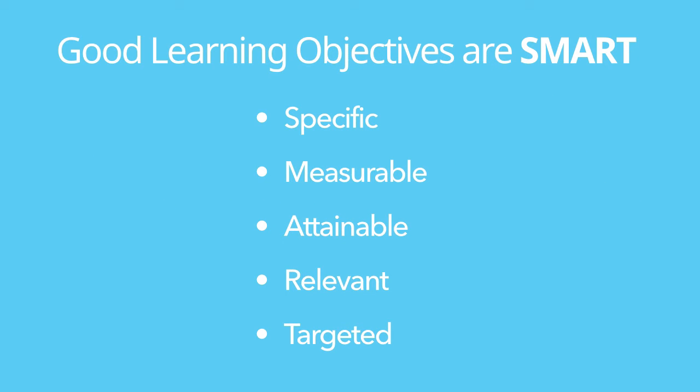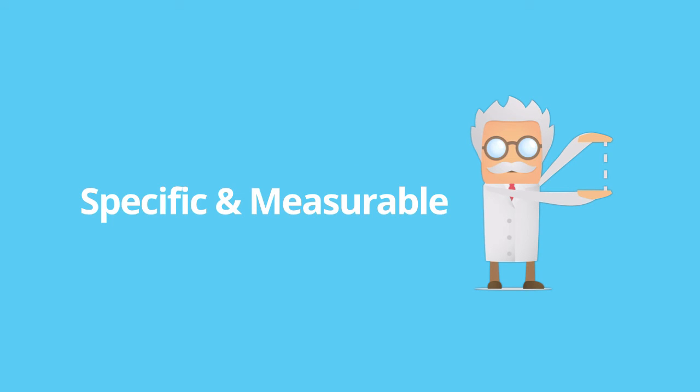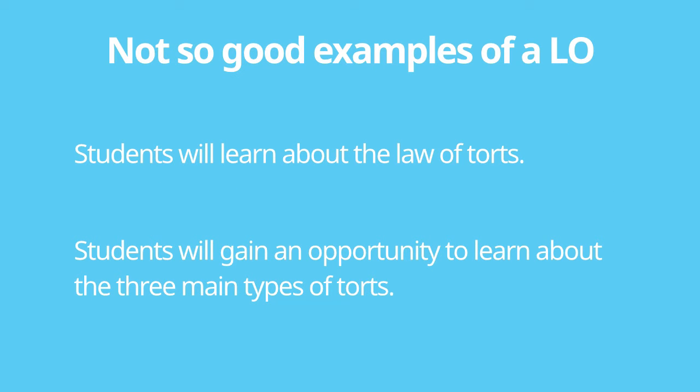Then what does a good learning objective look like? Well, a good learning objective is SMART: specific, measurable, attainable, relevant, and targeted. Let's talk a little bit about each of these. In order for a learning objective to be effective, it needs to be specific and measurable. The examples that I mentioned earlier and what you see here are descriptions of what will happen in class from a teacher's perspective. They're not really specific and they can't be easily measured. So these are teacher-focused examples and tell the student what they'll learn in an inefficient way.